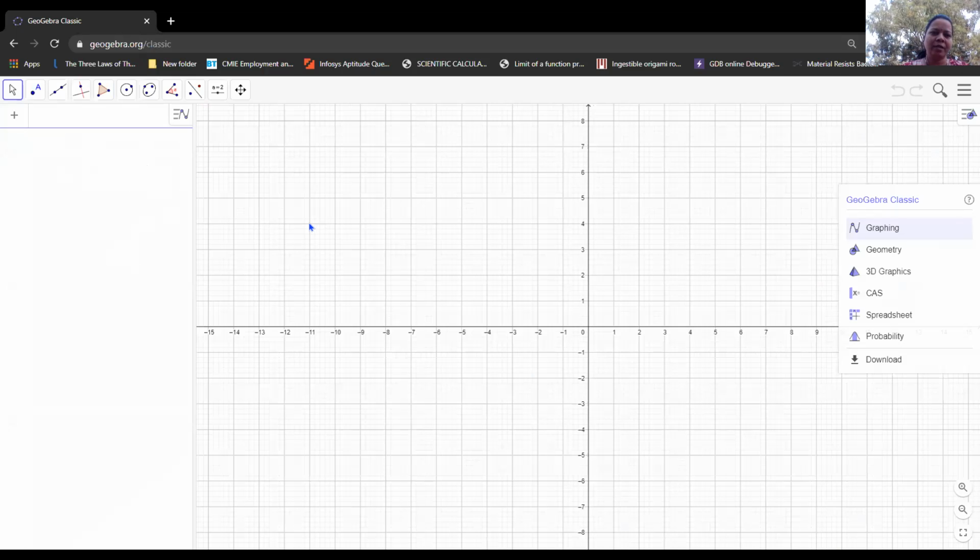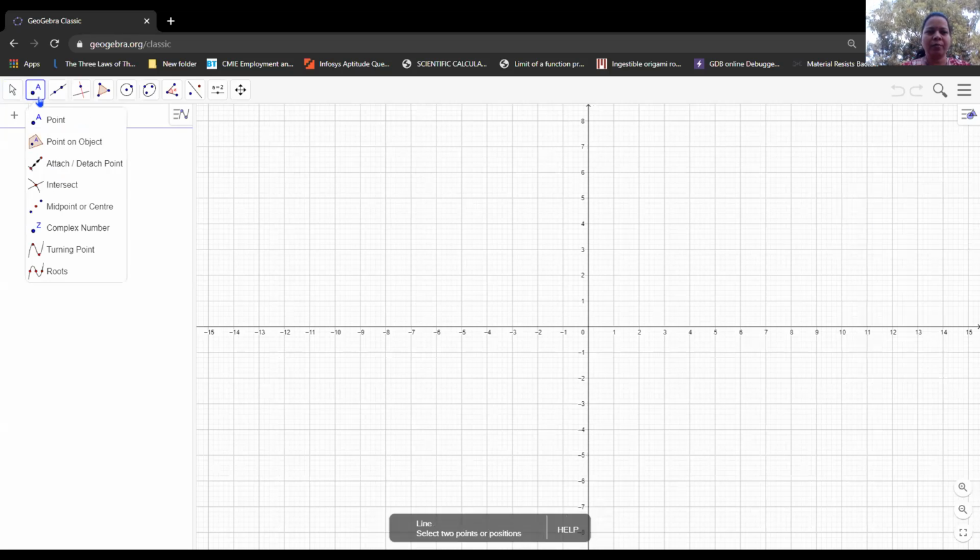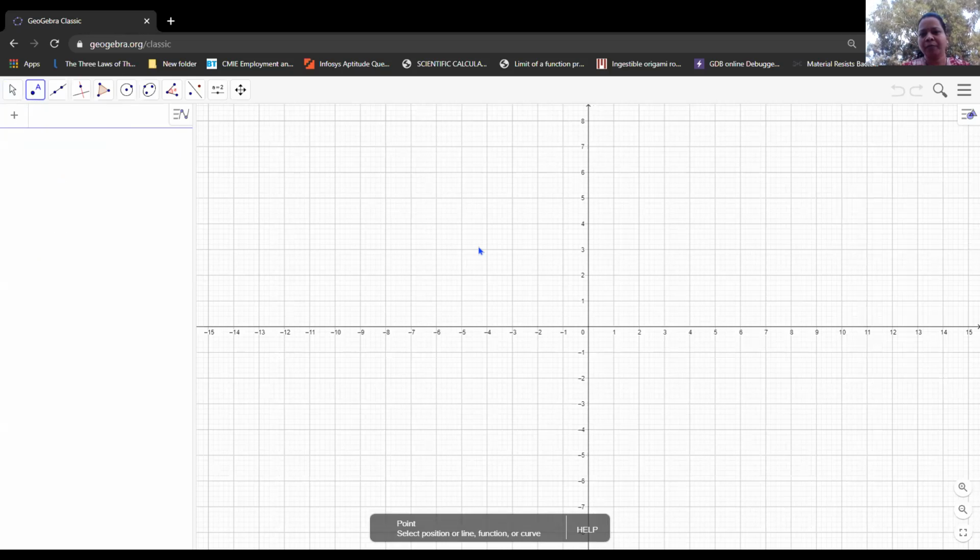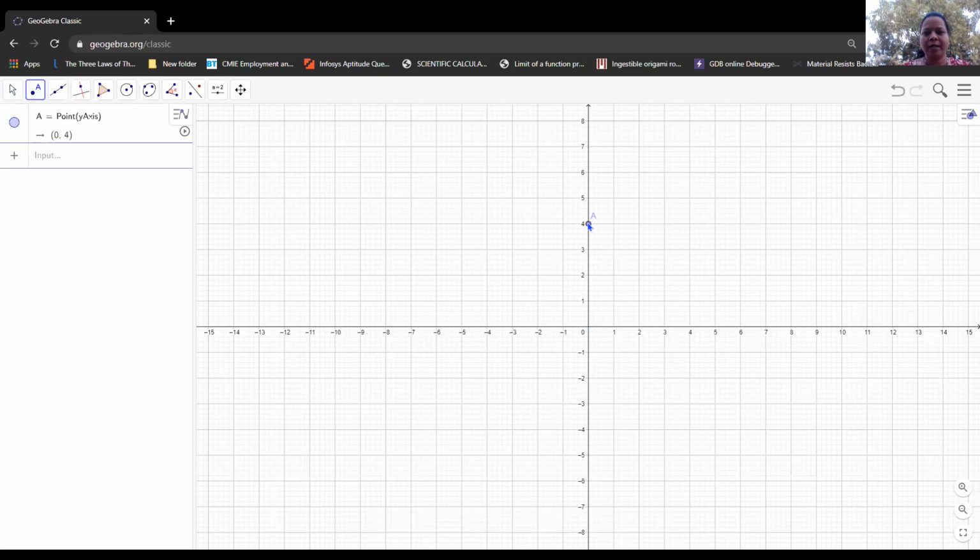If we observe the window of this software, we see three panels: the graphical view, the algebraic view, and the input bar. And as we find the solutions of x plus y is equal to 4, we take into account only four solutions. So we plot these points on the graph. First we plot point A, that is 0, 4. The x coordinate is 0, the y coordinate is 4. So point A is here, 0, 4. If I click here, you see the coordinates of point A, 0, 4, in the algebraic panel.